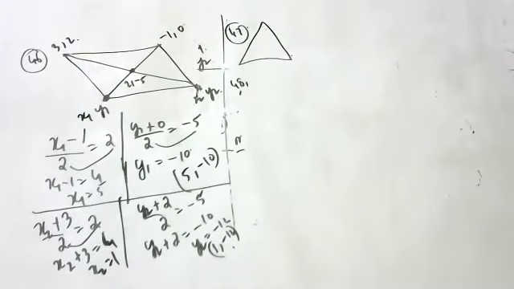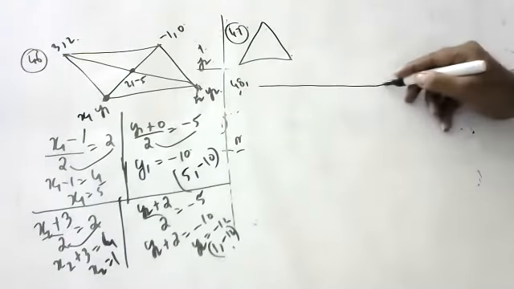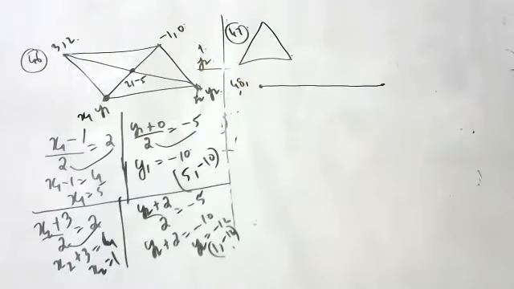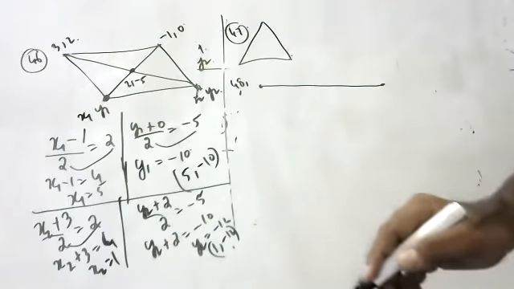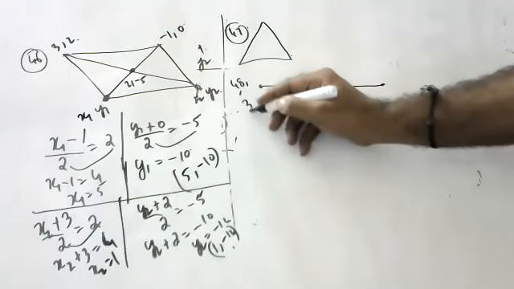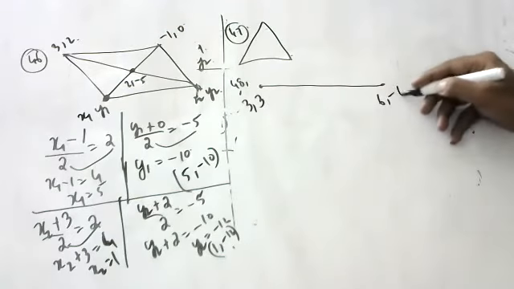48th question: the line segment joining the points is trisected. This is important, children. Trisection means two points divided into three equal parts. The points are 3 comma 3 and 6 comma minus 6.